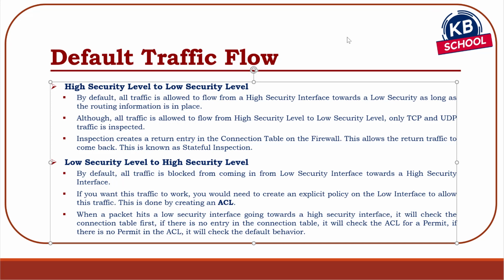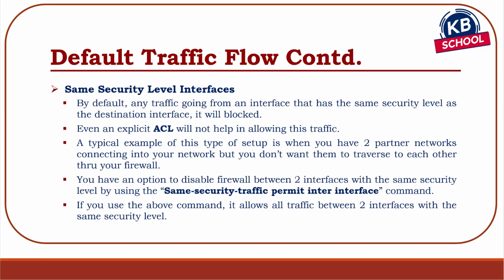I also explained the same security traffic, which will be discussed over here. Same security level interface: by default, any traffic going from an interface that has the same security level as the destination will be blocked. Even an ACL will not help in that case. A typical example of this setup is when you have two partner networks connecting in.